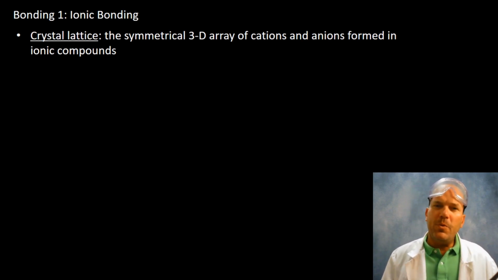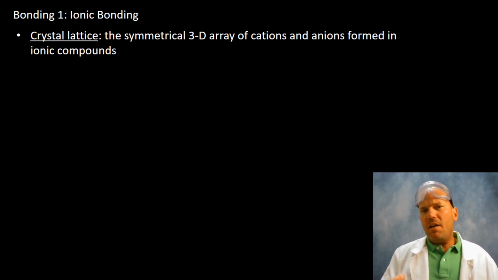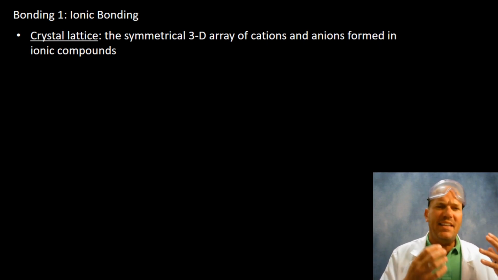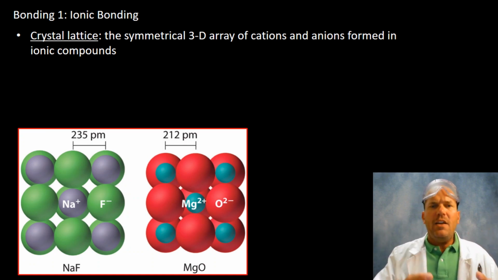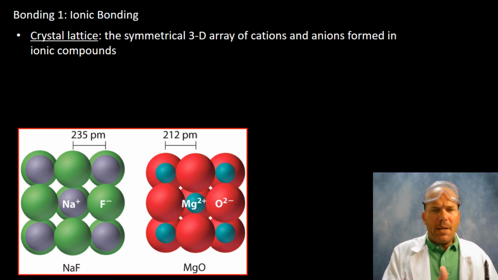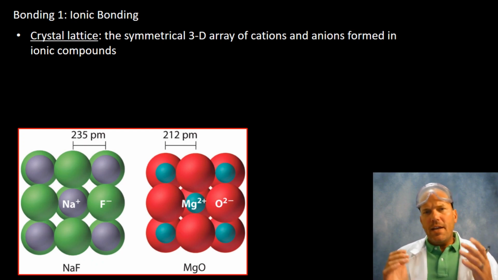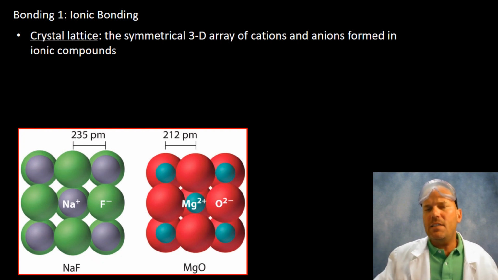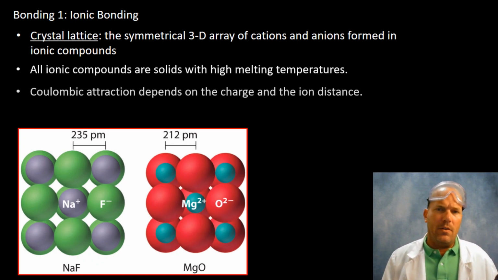The crystal lattice, this is a three-dimensional symmetrical array of the ionic crystals, cations and anions. And they look like this. There's a very ordered structure to these lattices. Now, we're comparing here sodium fluoride and magnesium oxide in this case here, and the number on top is giving you that distance between the center of a cation and the center of an anion. All ionic compounds are considered solids.